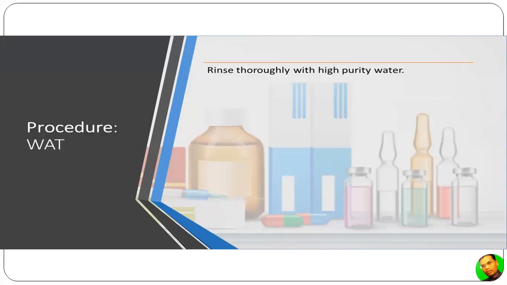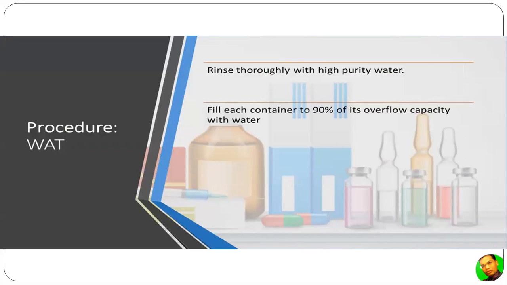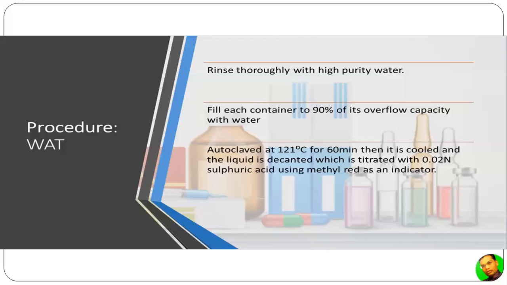Then the procedure: rinse thoroughly with high purity water. Fill each container with 90% of its overflow capacity with water. Autoclave at 121 degrees Celsius for 60 minutes. Then it is cooled and the liquid is decanted, which is titrated with 0.02 normal sulfuric acid using methyl red as an indicator.